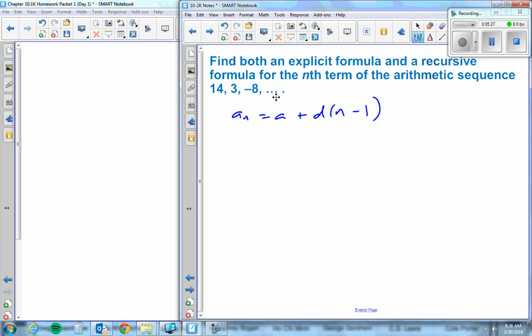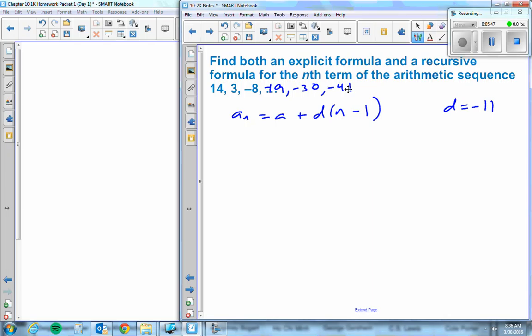By the way, what is happening to get from term to term is decreasing by 11, right? So d is negative 11, fine. If I kept going, if I decrease by 11, I get negative 19. Decrease by 11, I get negative 30. Decrease by 11, I get negative 41. Which term is this, by the way? The negative 41?